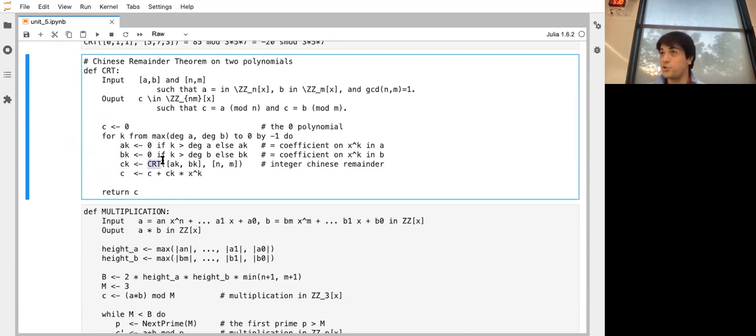And this isn't recursion. This CRT is for polynomials, and this CRT is for integers. So this is not a recursive call. You can call this integer Chinese remainder theorem if you like. So this should be pretty straightforward to implement. Are there any questions about that pseudocode?